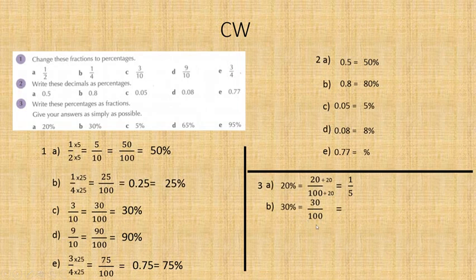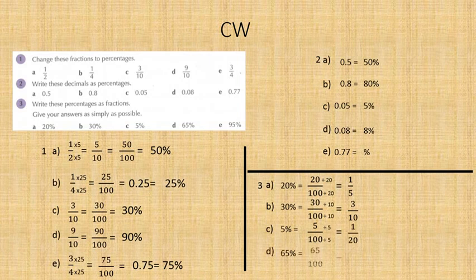30% is 30 over 100, so I will just divide by 10 up and down, so it's going to be 3 over 10. Number C, 5%, it's going to be 5 over 100, so I will divide by 5 up and down, so it's going to be 1 over 20. Number D, 65%, it's going to be 65 over 100, which I will divide by 5 up and down, so it's going to be 13 over 20. And finally, number E, it's 95%, so it's 95 over 100, and when I divide both of them by 5, it's going to be 19 over 20.